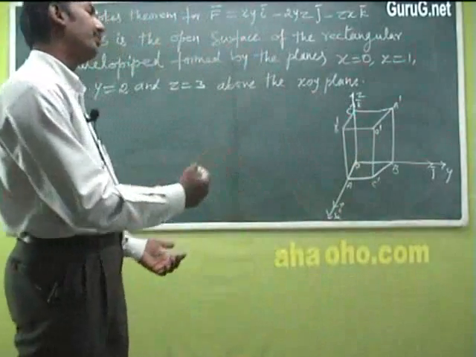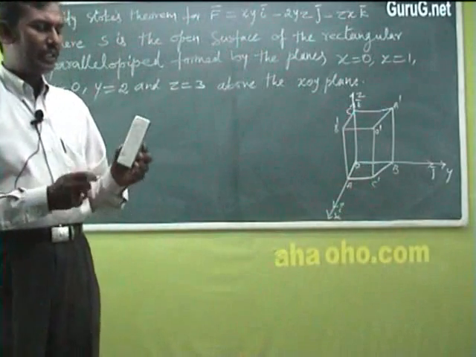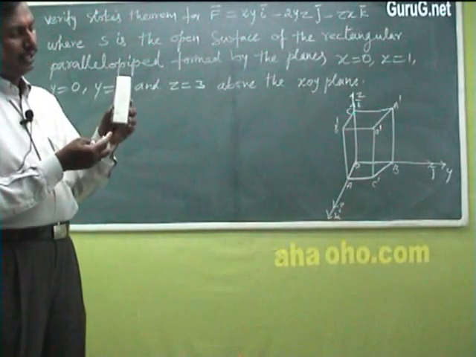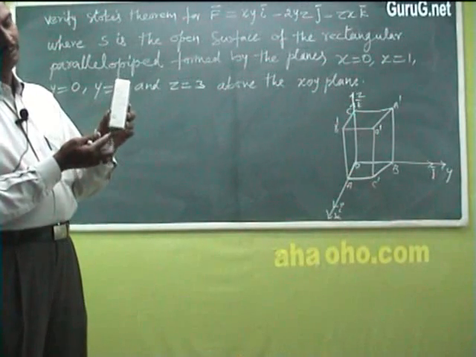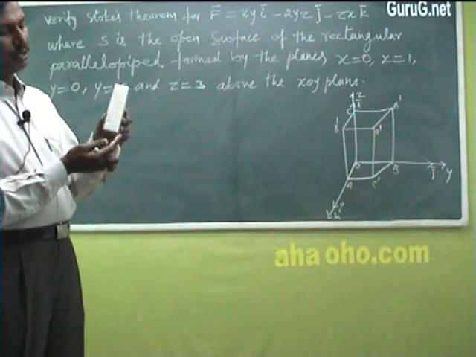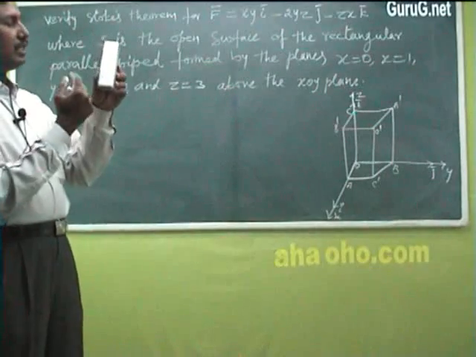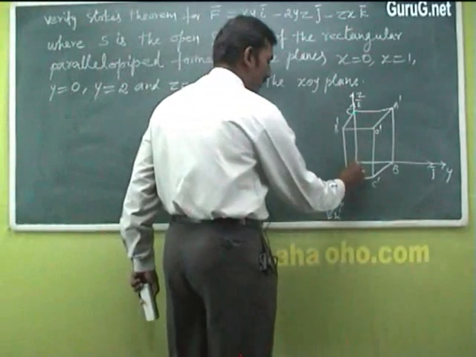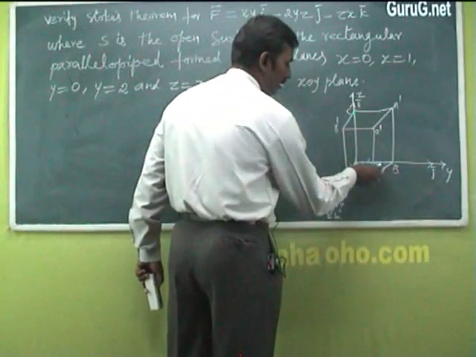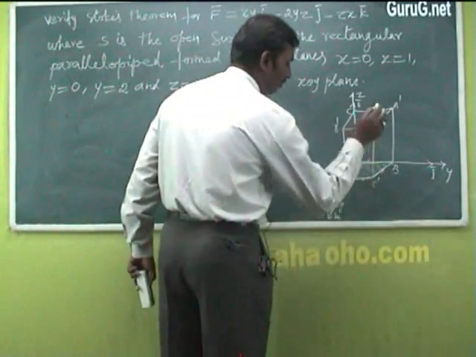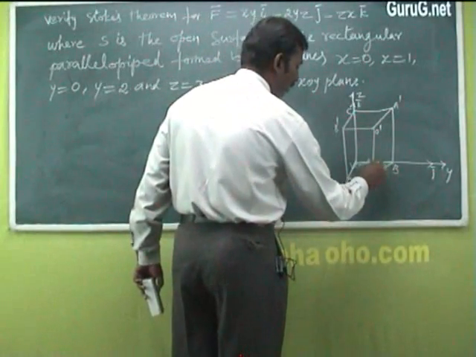Imagine it. This is a rectangular parallelepiped. Here the bottom is the open one, right? The open surface is the bottom surface. So this is the boundary of this parallelepiped. That is a closed curve. So this is a closed curve C. And this surface is an open surface, right?